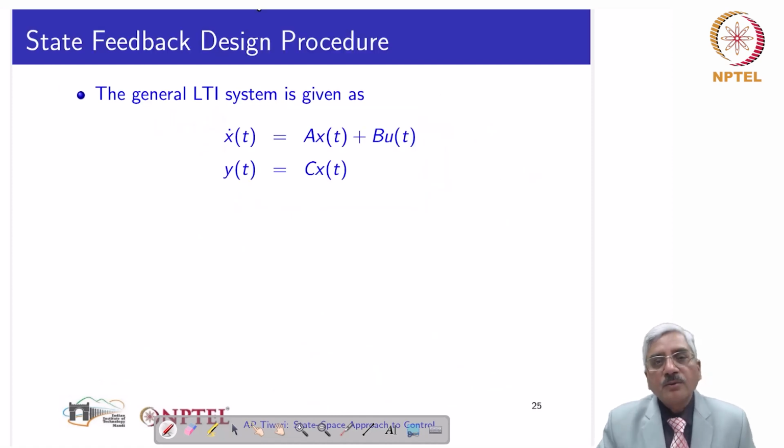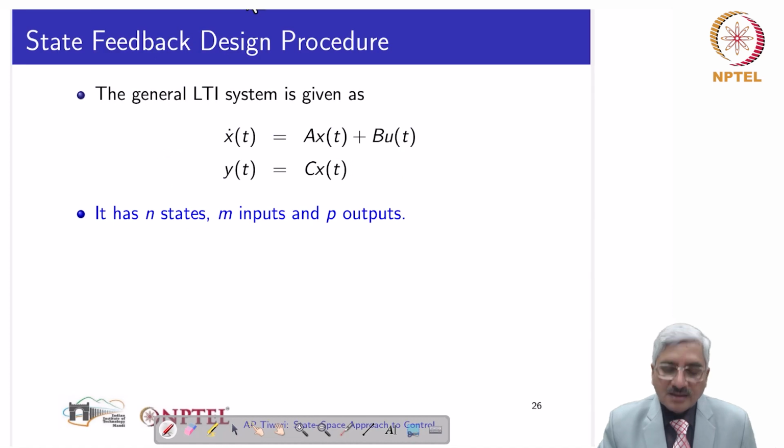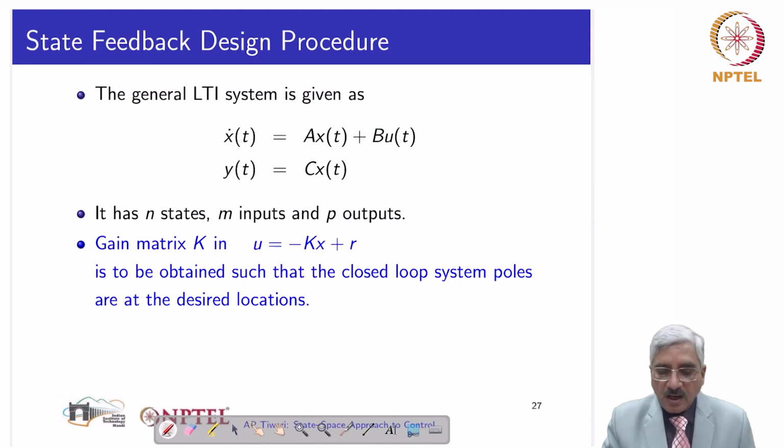Now we come to how to design the state feedback, and for this we consider the general linear time invariant system given by the matrices A, B and C, this state equation, this output equation. It has n states, m inputs and p outputs, as it was told in the beginning, and we have this control law. This is the state feedback control law, and the aim of the design is to design the matrix K such that closed loop system poles are at desired locations.